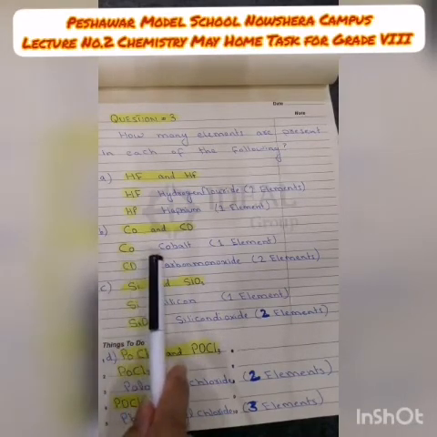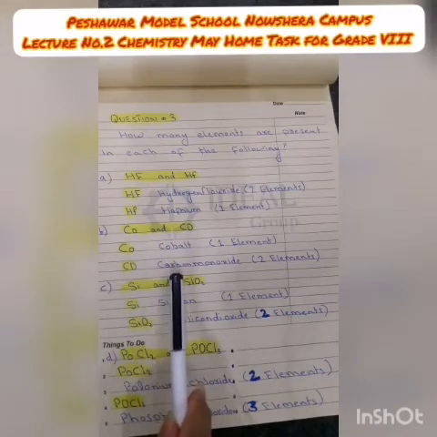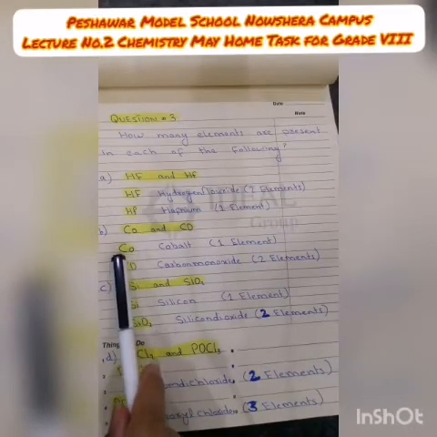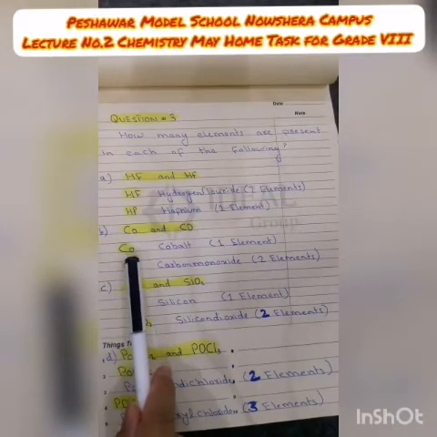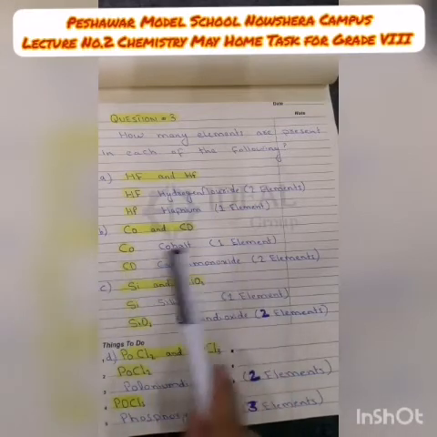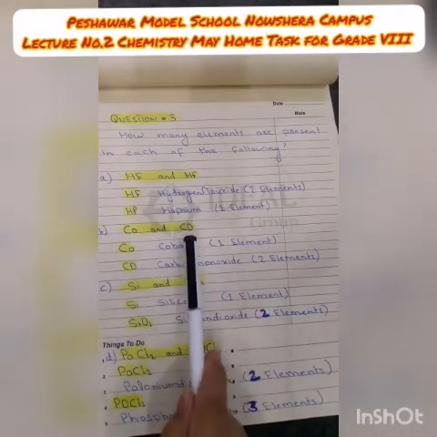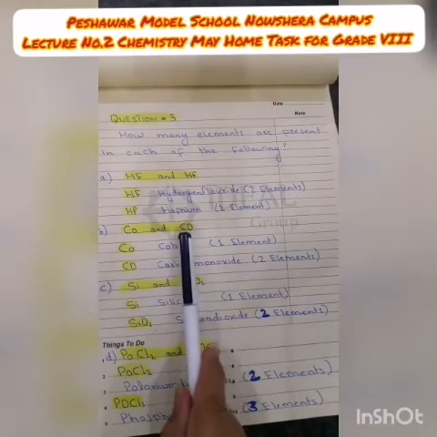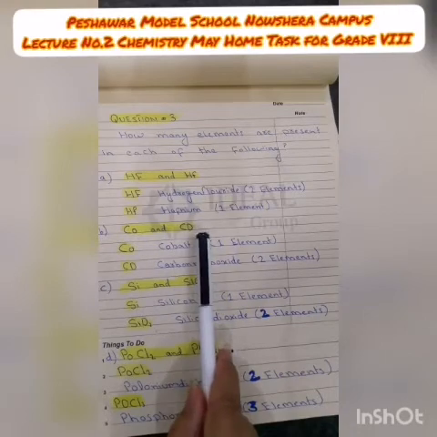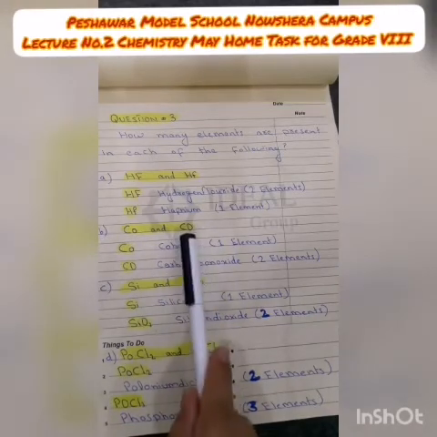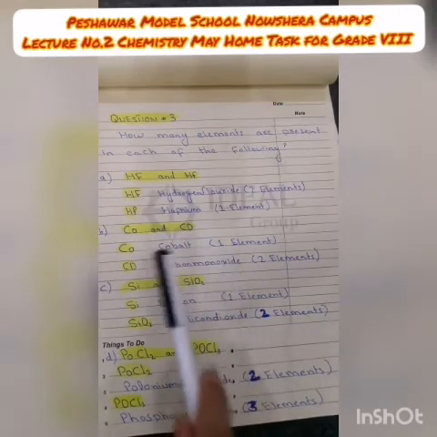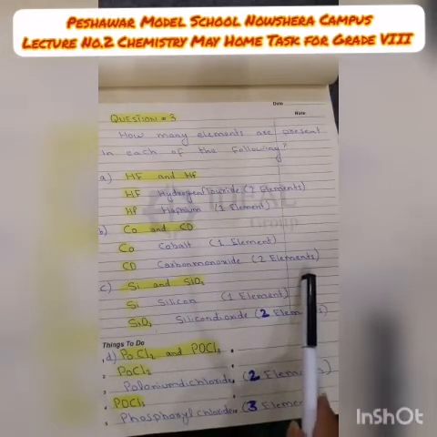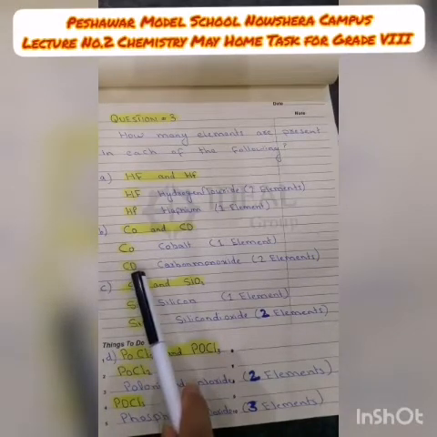We can't use C for cobalt, because we represent carbon by C. That's why to represent cobalt we use the symbol Co. The first letter is capital and the second one is small. Now we have one element, which is only cobalt. The second one is also CO, but there is a difference. Both are capital: capital C we use for carbon and capital O we use for oxygen. When they combine with each other, the compound carbon monoxide is formed. It means that it consists of two elements: one is carbon and the other one is oxygen.